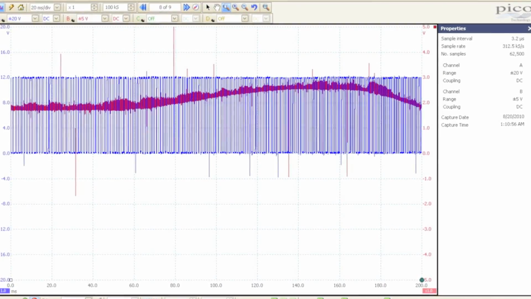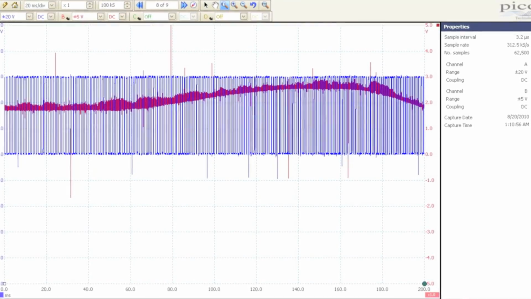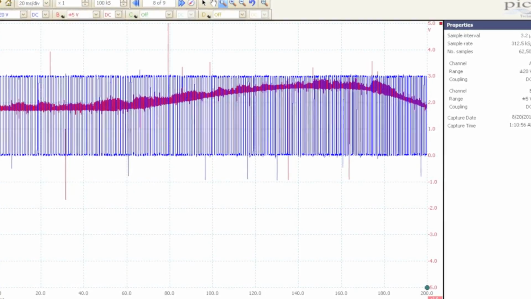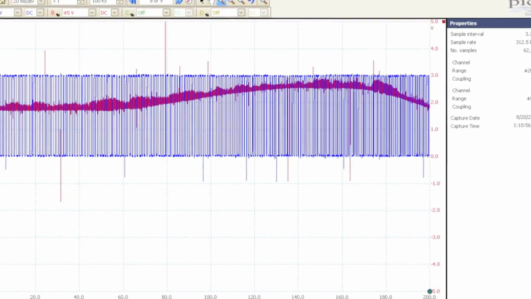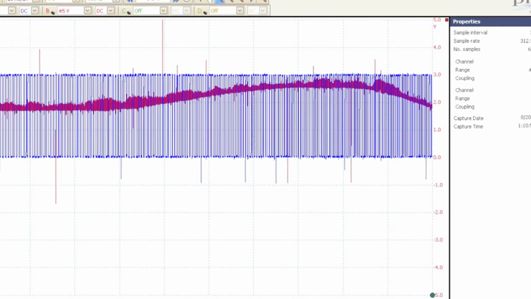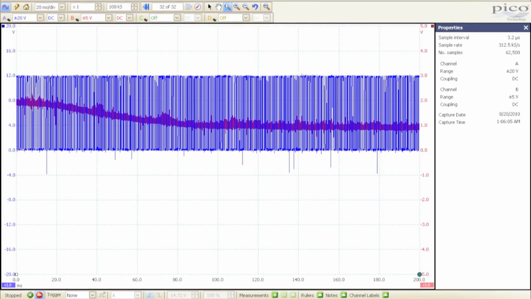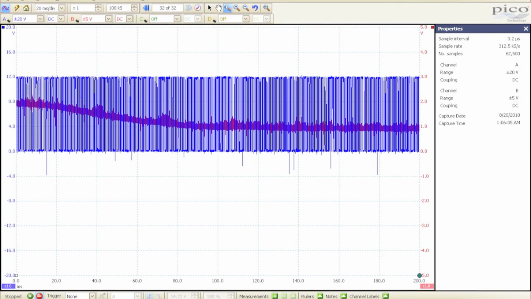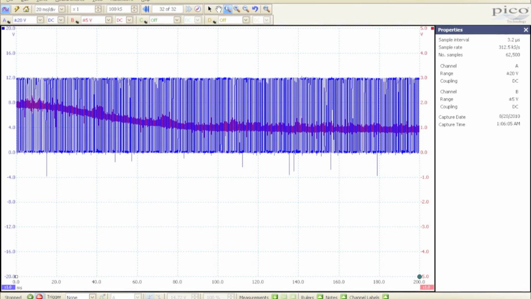I have also included a graph of the crank signal in blue and the throttle position sensor in red. Here, you can see that as the throttle is open to increase engine speed, the crank signal frequency becomes higher, telling the PCM that RPM is increasing.